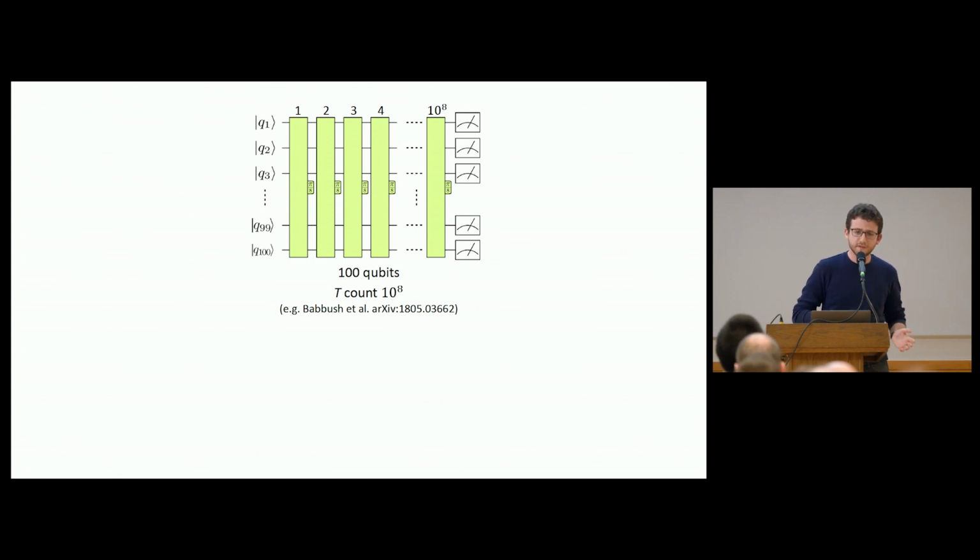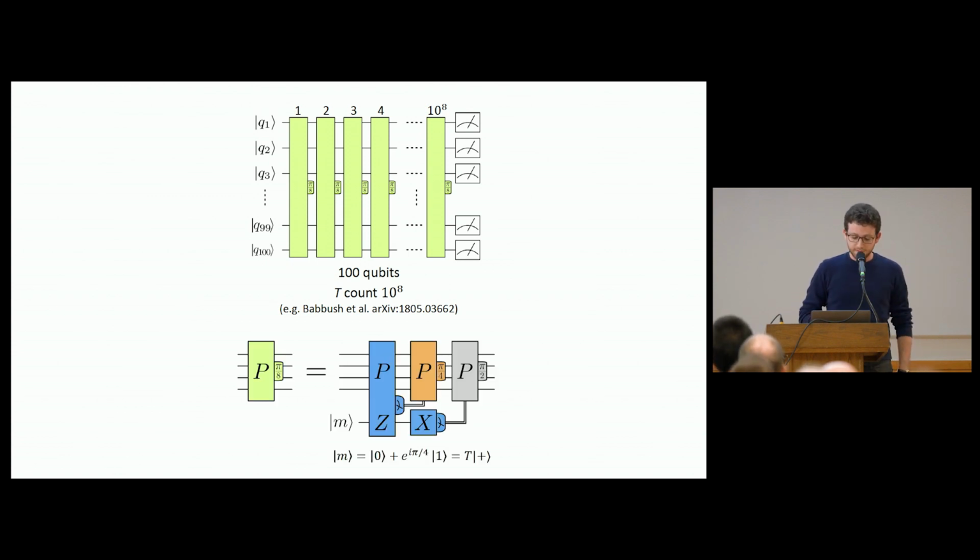100 qubits and 10 to the 8 T-gates, that's what, for instance, Babush and co-authors found for classically intractable Hubbard model simulations. So now we have to perform all these rotations, but I only showed you how to do measurements. And that's, of course, where magic states enter.